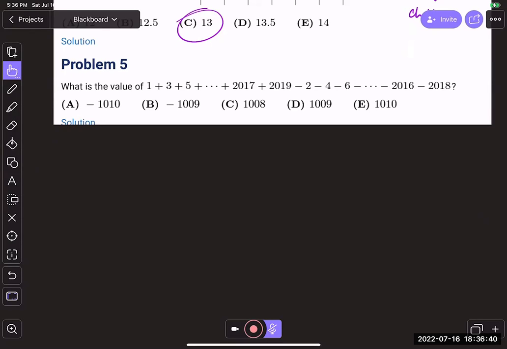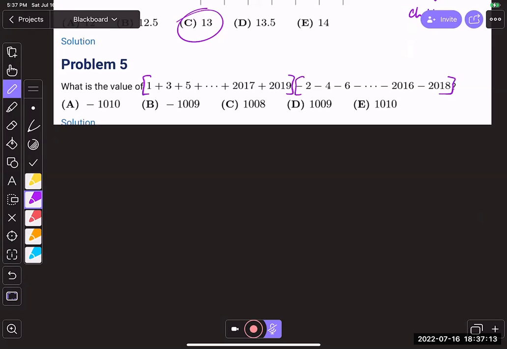So you split the problem into two halves first. So what is the value of 1 plus 3 plus 5 plus something, and always keep on going to 2019, then minus 2, minus 4, and then keep on minusing to 2018. So you just split it between plus 2019 and minus 2. Okay, so you're saying look at this group here and then look at this group here. Is that right?